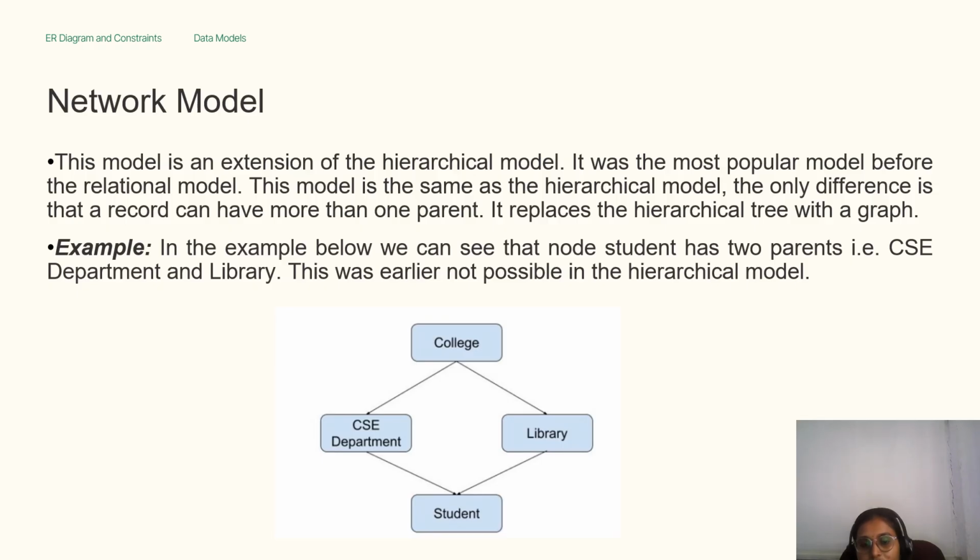For example, we have a college. In the example below, we can see that the node student has two parents, that is CSC and the library. These two we consider as the parents, the department and the library. This was not possible earlier in the hierarchical model.